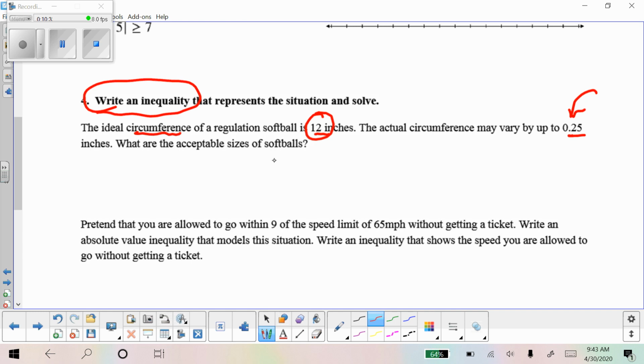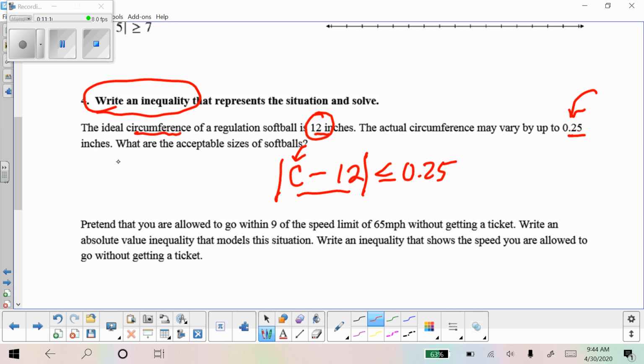So if I make a softball and I find its circumference, let's call that C, and if I subtract the ideal circumference, that can't be any more than 0.25. So that means it's less than or equal to 0.25. Now the problem with this is, what if the circumference is less than 12? Then when I subtract over here, it's going to actually be a negative number. So I'm going to use the absolute value to get rid of that negative. So I just want the positive difference, basically, is what I'm saying.